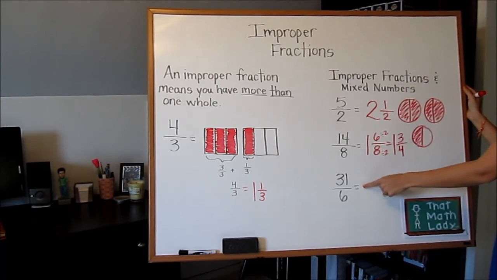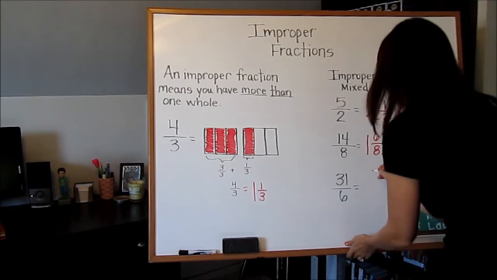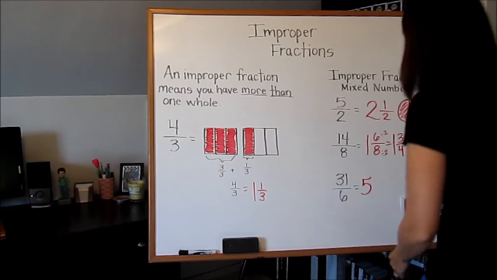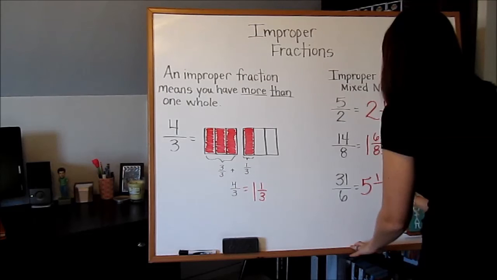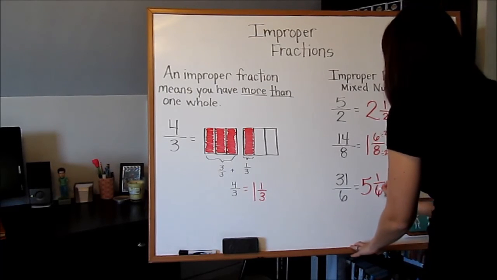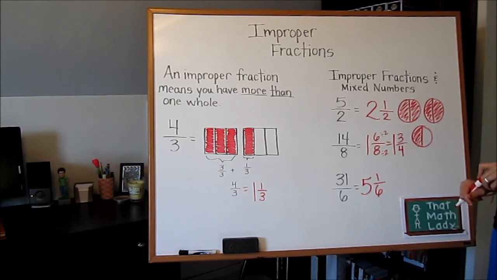And last one, 31/6. Well, I know 6 goes into 31 5 whole times, and 6 times 5 is 30, so that means I have 1 remaining after I've multiplied that, and my denominator stays the same. So 31/6, another way to show that, is 5 whole and 1/6. And that's a little introduction on improper fractions.